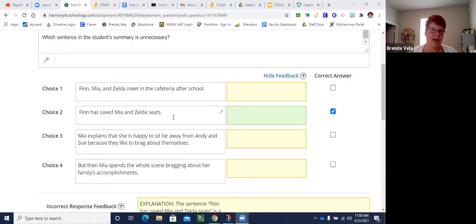It's important that they're together, and we know this because they all meet up in the cafeteria. It's already given us our setting. We don't need to know that he saved seats. That's just additional information that the author shared with us. Where the other three are all part of that plot. So you have to have them.